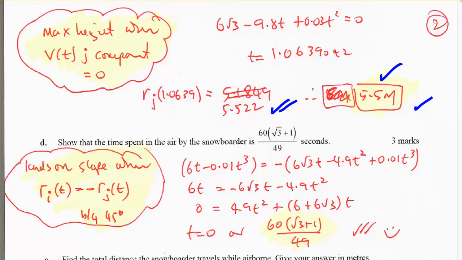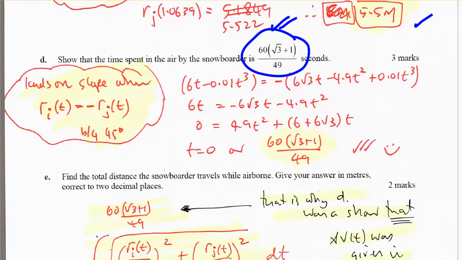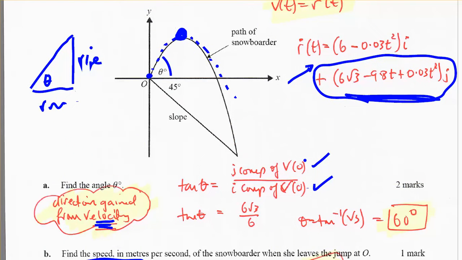Show that the time spent in the air is this. Well, that's a clue that the answer is going to get used in the next part, so keep that in mind. When will they land back down again? It's going to land here, and I know that's 45 degrees. So I know the coordinate down here will be x and y, where y will equal minus x, because it's a 45-degree angle, so the gradient is -1.